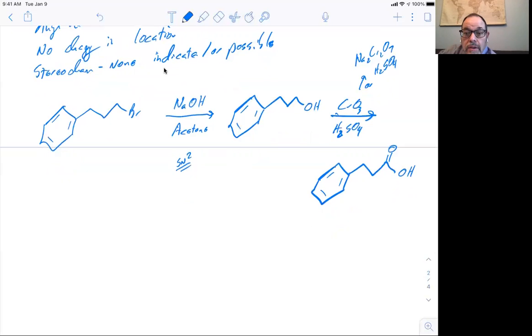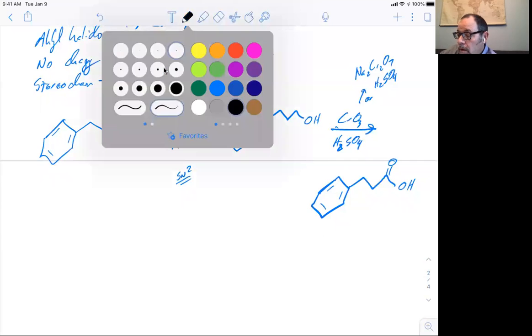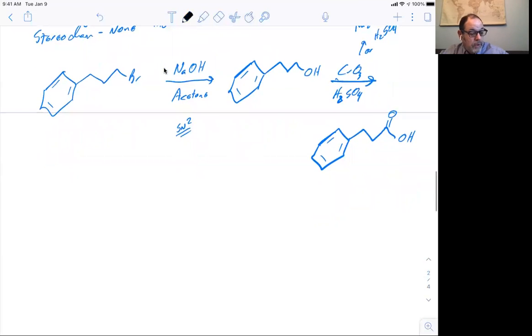Okay, questions about the synthesis? Questions about the strategy to do this one? As you can see, this is a good way to review all of your reactions for the final exam. Okay, let's look at another one. Again, kind of go through that process, ask yourself those questions.